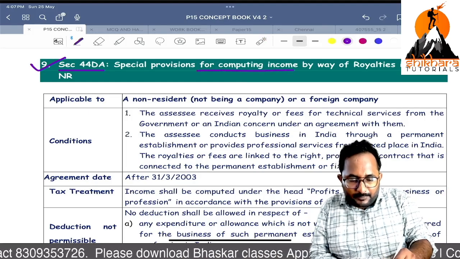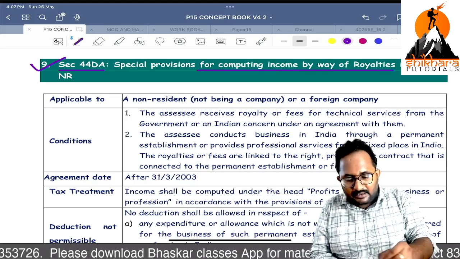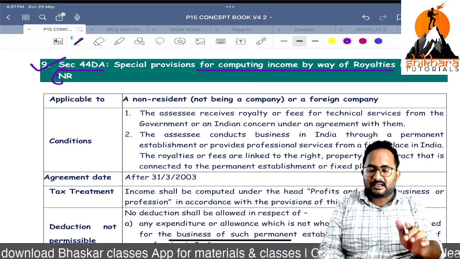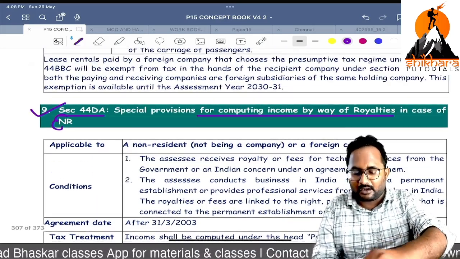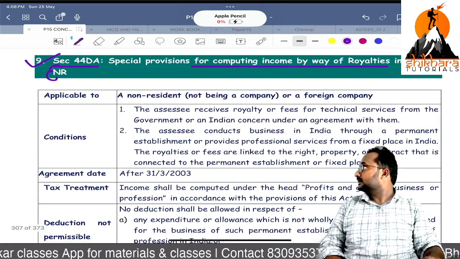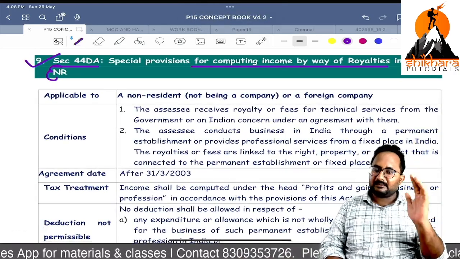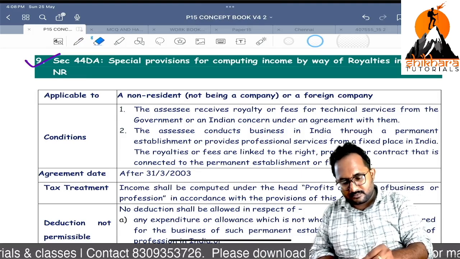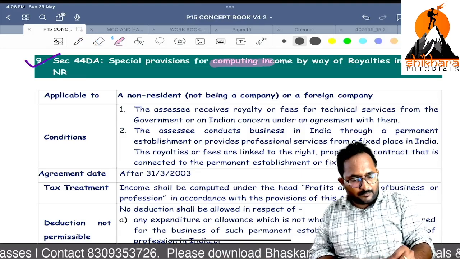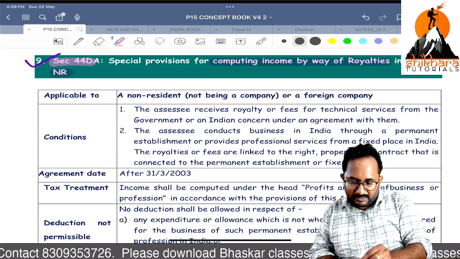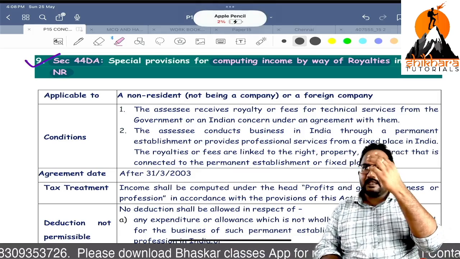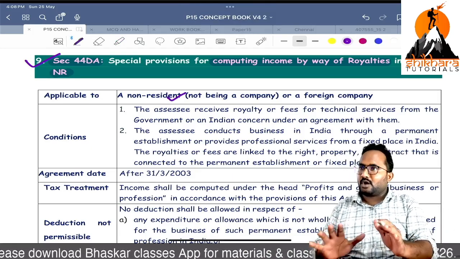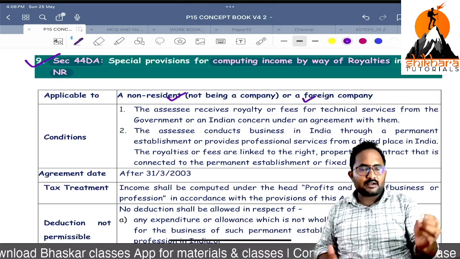Special provisions for computing income by way of royalties in case of whom, ma? Non-resident. Sir, if any non-resident having that income from what, ma? Royalties, how we can compute the income? Special person is a non-resident. Special income is what, ma? Royalty income. Now, shall we start? How to compute that income by way of royalty in case of non-resident? Remember the section number 44 DA. If this provision is applicable to whom? Non-resident, maybe not being a company or a foreign company.